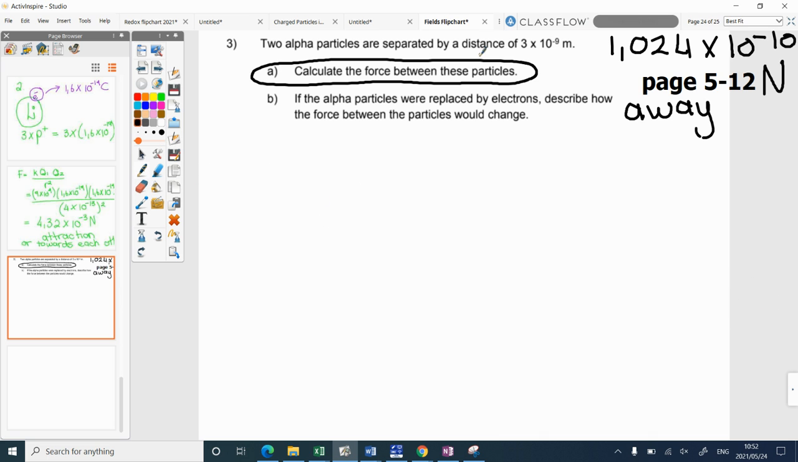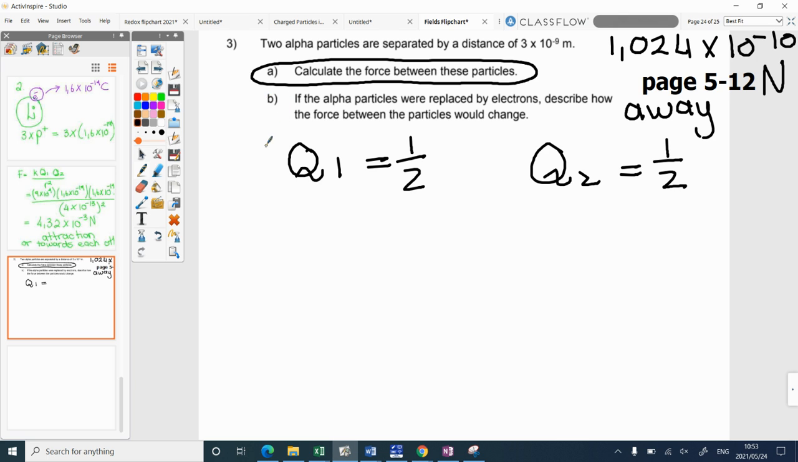Okay, now B, guys. They say, what will happen to the force if the charges were replaced by electrons? Now it's a ratio question again. Please do not waste your time to go and do this whole calculation again. You know that Q1 is now not 2 times 1.6 times 10 to the minus 19 anymore. It's just going to be, what's the charge on one electron? So Q1 is going to be half of what it was. Q2 is going to be half of what it was. You really can go and put all the values in if you really want to, but it's such a waste of time.